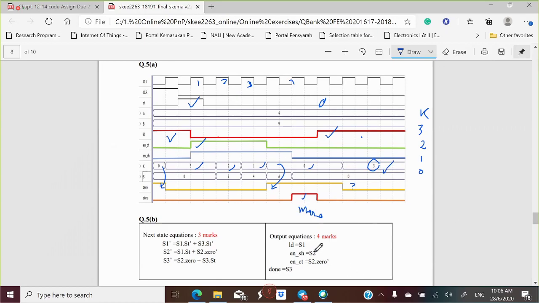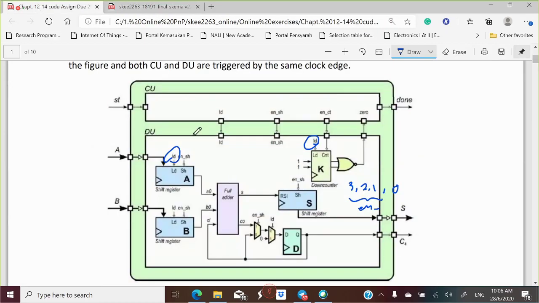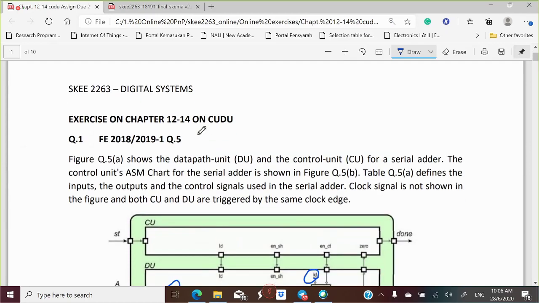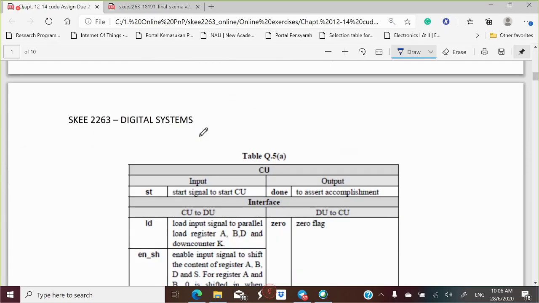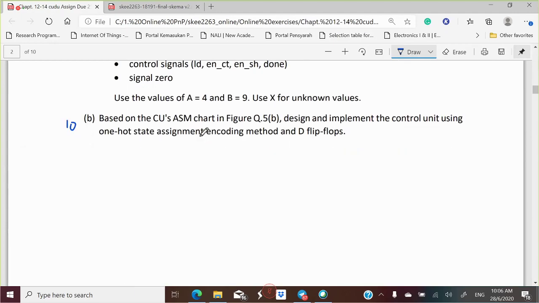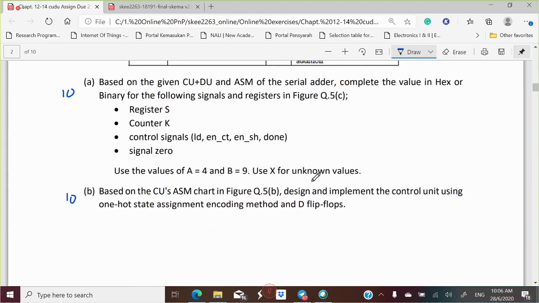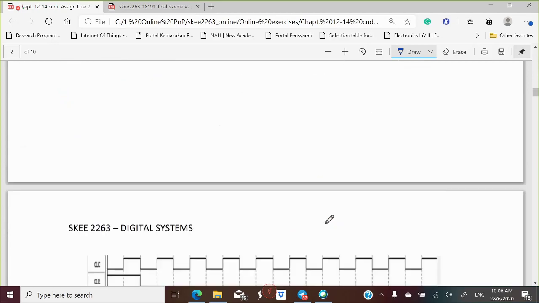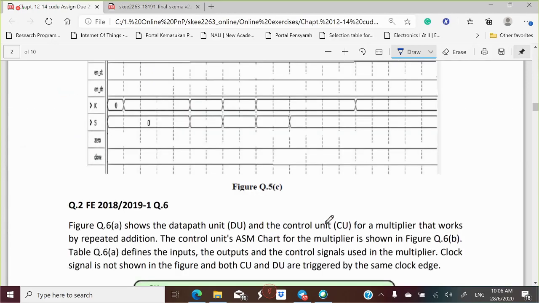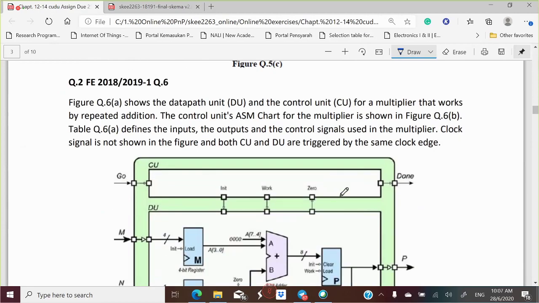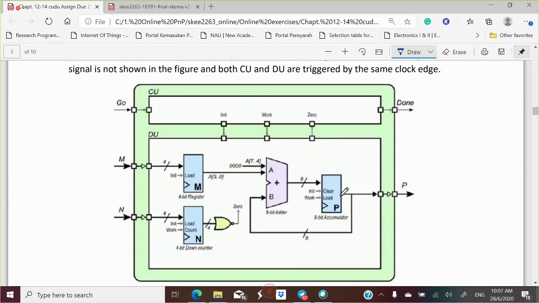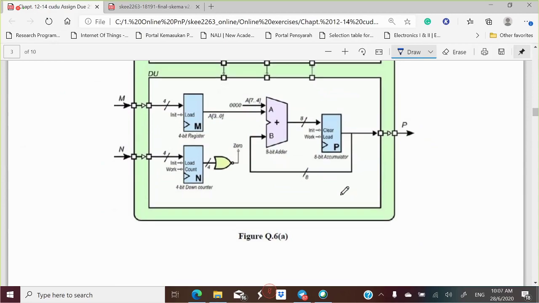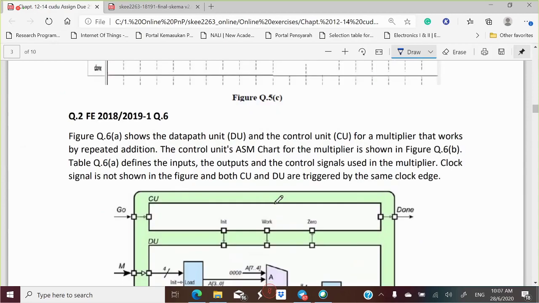Okay, next part, are you clear? So we have the serial. Are you still with me? Yes. So the CUDU, this one you can implement yourself. I don't think there is an issue anymore. We finished that. This one is ones counter, right? Is it? Oh no, multiplier. This is a multiplier, so I don't want to do this anymore.